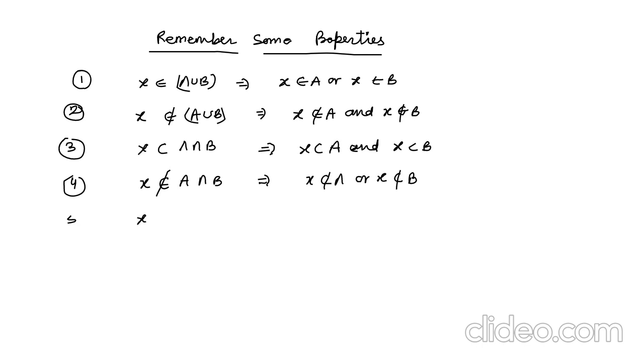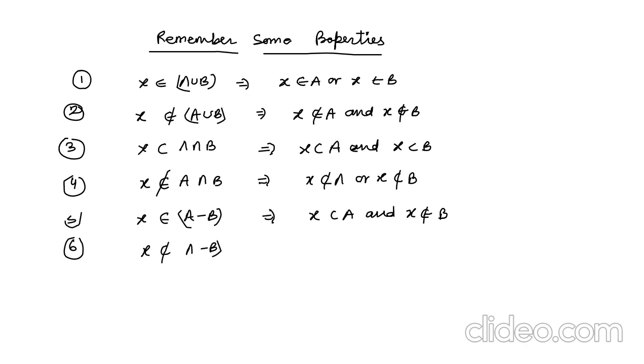Fifth, x belongs to A minus B implies that x belongs to A and x not belongs to B. Sixth, x not belongs to A minus B. What does it mean? x not belongs to A or x belongs to B.